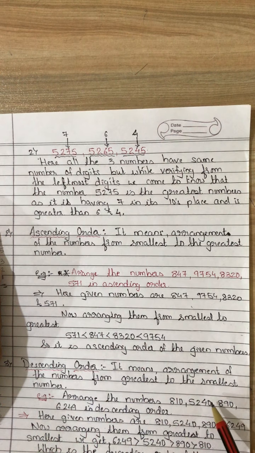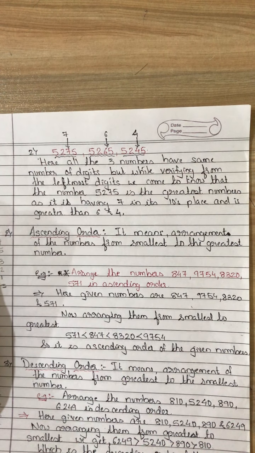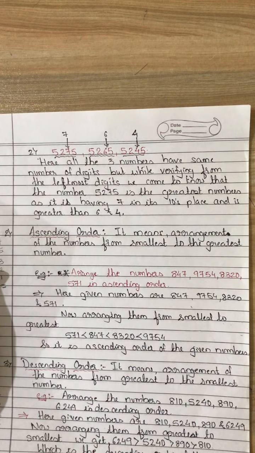Then which number will follow? Definitely it will be 5240. After that, 890 or 810? Yes, of course 890 will follow. And the last number we will write is 810. Wasn't this easy? Yes, of course it is easy. This is the descending order of the given numbers.